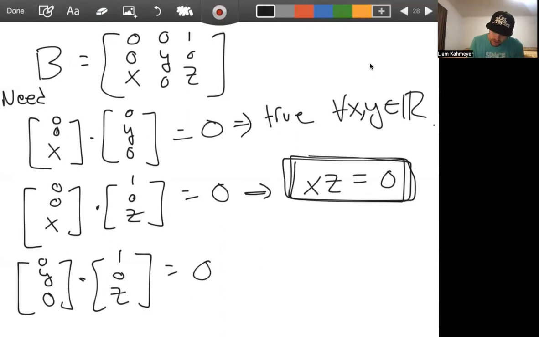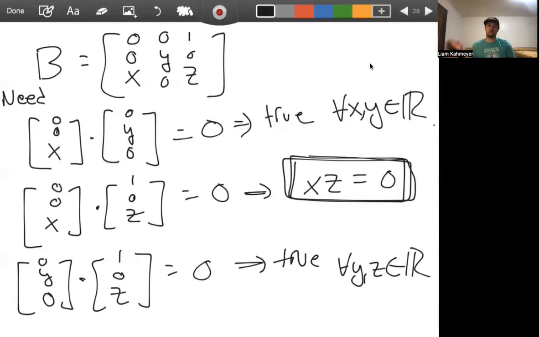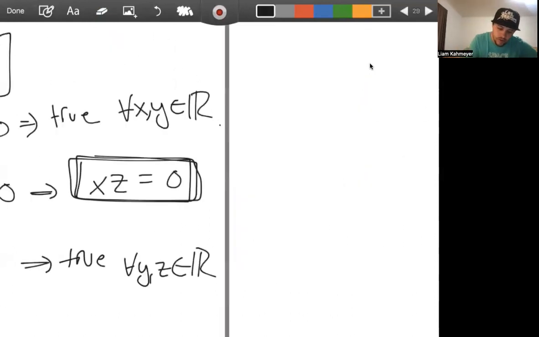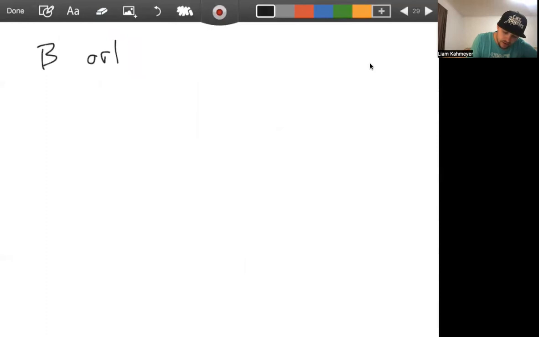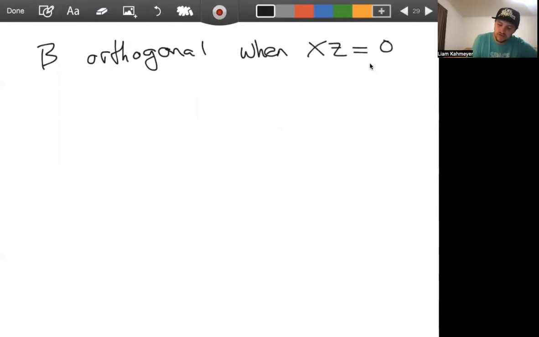We also need, well, from the third one, we again get no restriction. This is true for all y and z, because you're going to get 1 times 0 plus 0 times y plus 0 times z is 0. That's 0 plus 0 plus 0, no matter what values for y and z you choose. So B is orthogonal when xz equals 0.